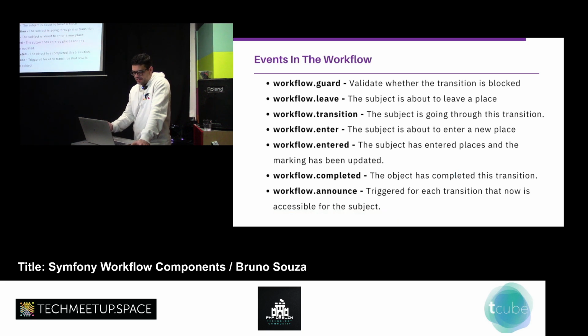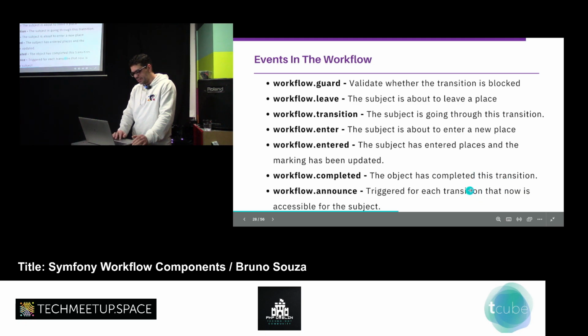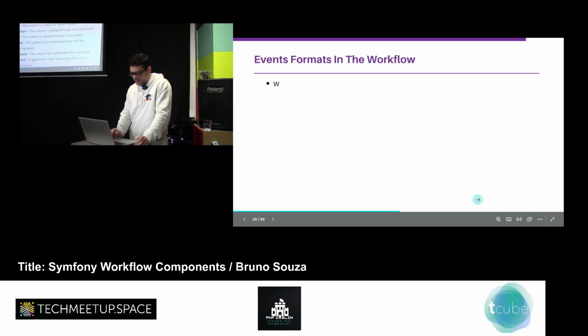So we have the guard that validates whether the transition is blocked or not. The leave, when the subject is about to leave a place. The transition, that is just a validation when the subject is going through a new transition. The enter, when the subject is about to enter a new place. And entered, it is after entering the new place. The completed, when the workflow is done, the transition is done. And the announce, just to trigger for each transition that now is accessible.